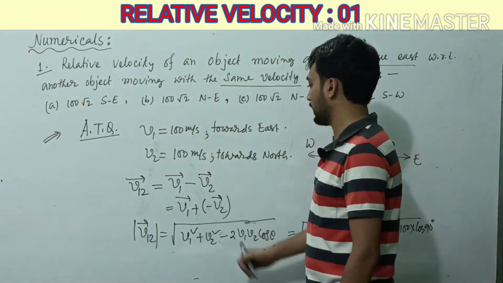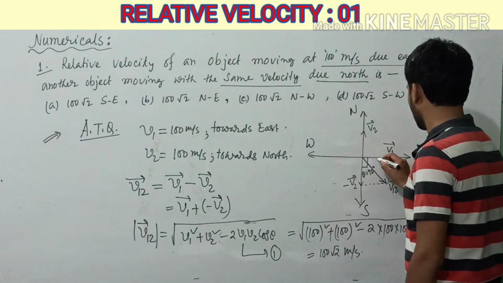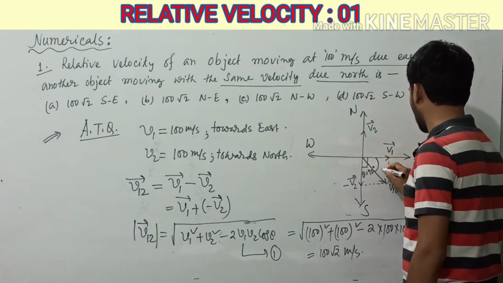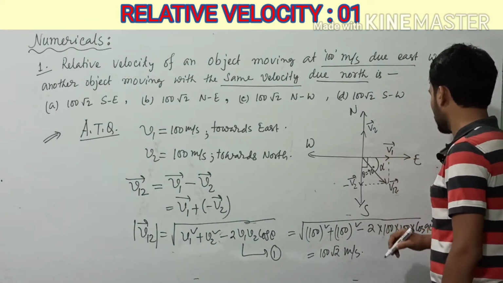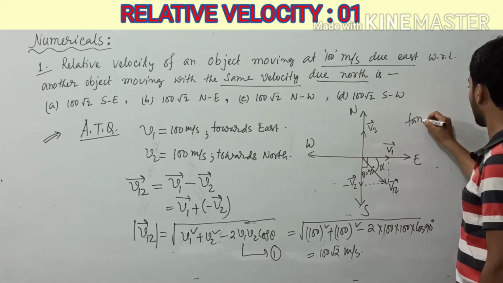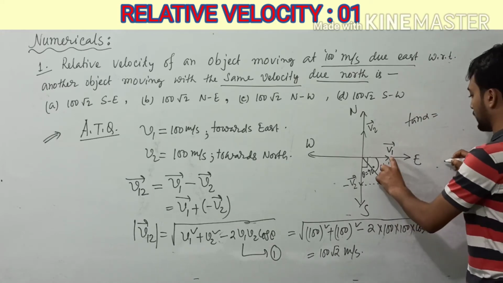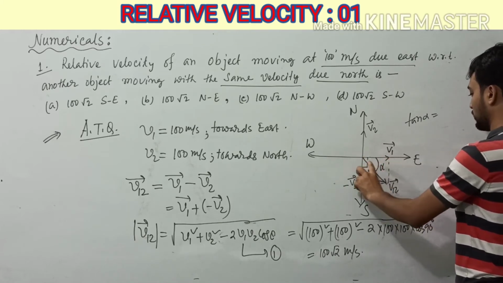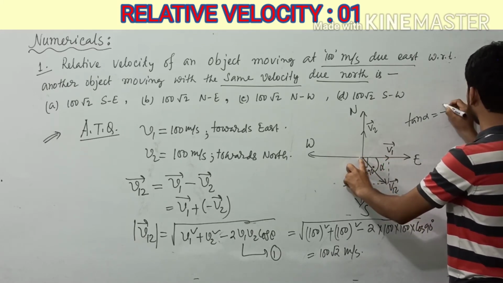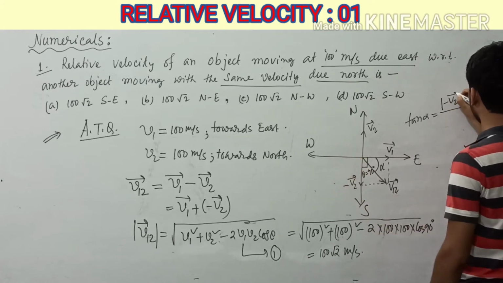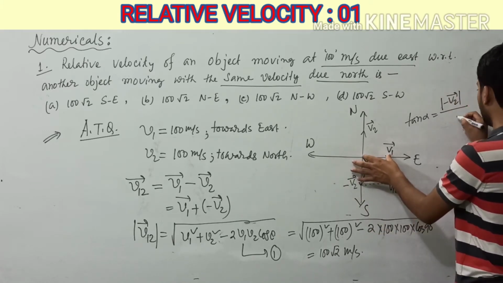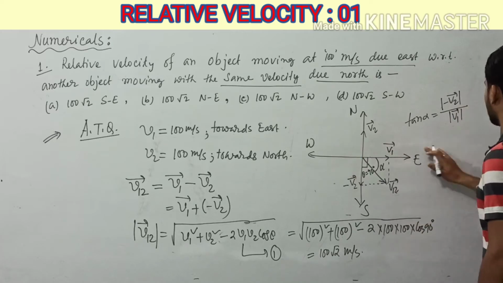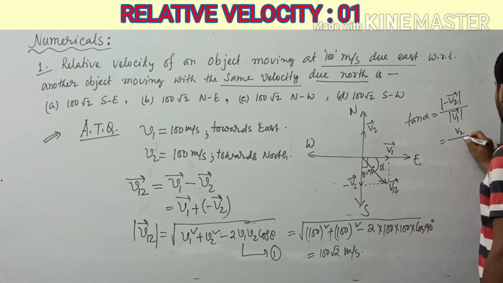Now we have to find the direction of the relative velocity. So we are considering this angle as alpha. What will be our tan alpha? Tan alpha will be this perpendicular by this base. What is this? This will be similar to this one. So we can write mod minus V2, and what is this one? Mod V1. So we will get V2 by V1.